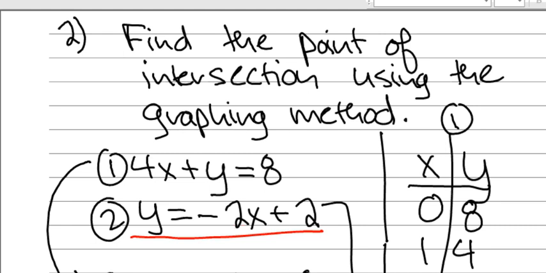Now remember, I want to make two tables, and I'm saying I want at least 3 points per line. So if you want to put those in your graphing calculators and bring up 3 points on each line, I put the first one in my calculator, and I brought up 0, 8, 1, 4, and 2, 0. And again, you can pick any points you want, any 3 points you want.